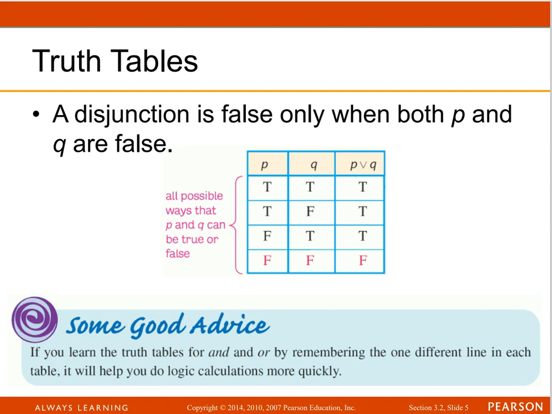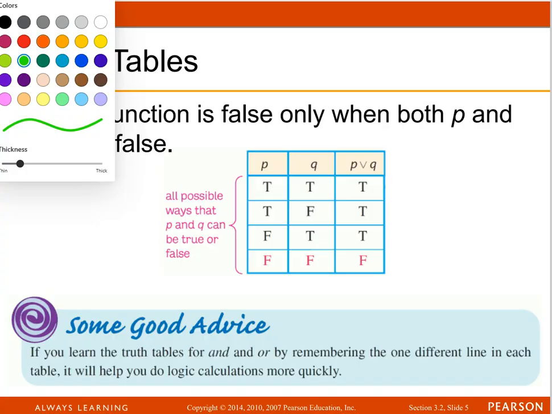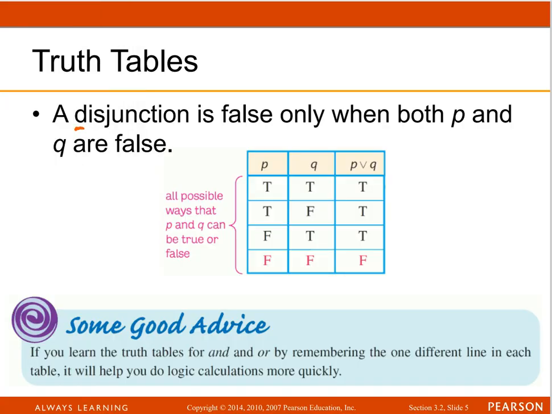Okay, so the next truth table we're going to talk about is the disjunction. And remember, disjunctions convey the idea of or, and their symbol is the V. Now, okay, let's go back to the birthday party explanation.